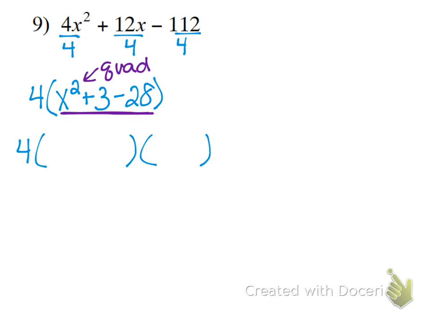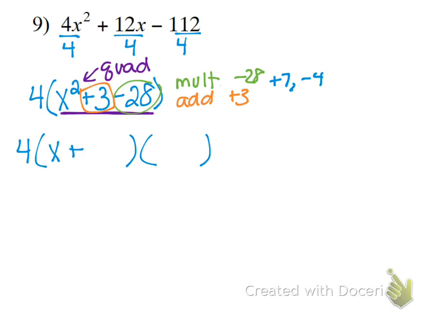So I'm looking for multiples of negative 28 that are going to add to be positive 3. The two numbers that I can multiply together to be negative 28 that are going to add to be positive 3 are positive 7 and negative 4. So when I go to break this down, I'm going to get x plus 7 and x minus 4. And that's it. That's the only thing that I can do. Once I get to this point, I'm finished because I have my 2 factors and I have that 4 out in front. So this is my final answer.